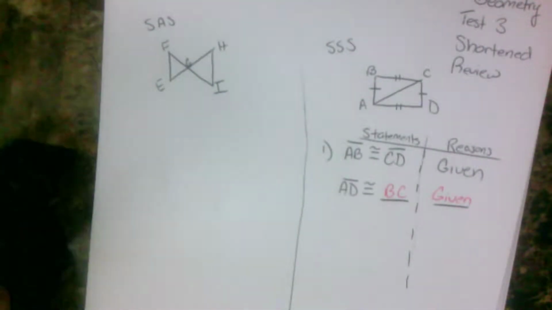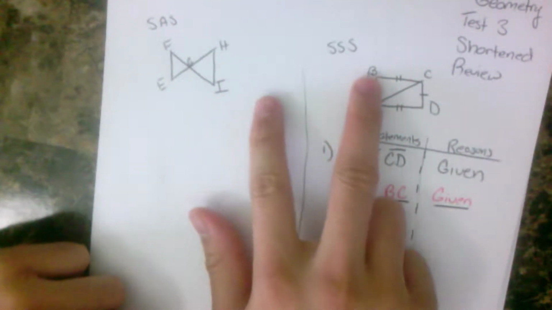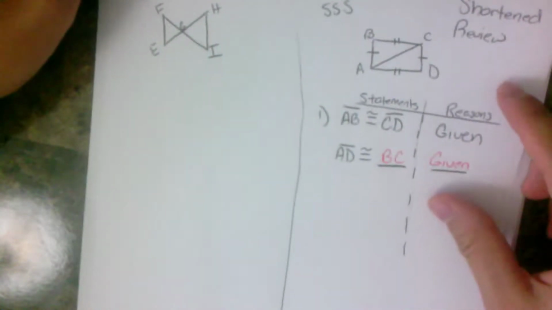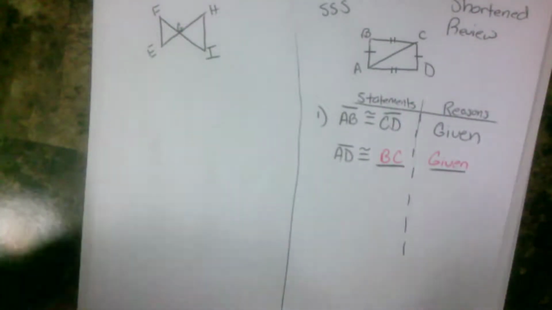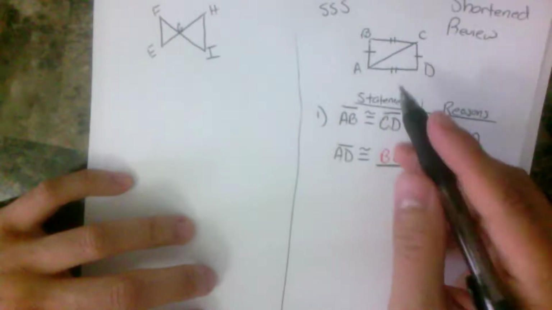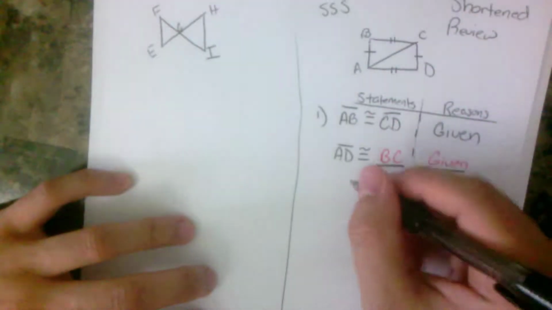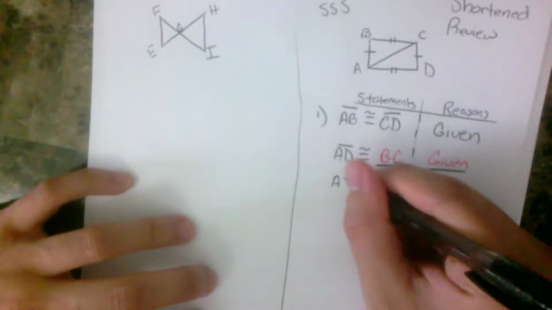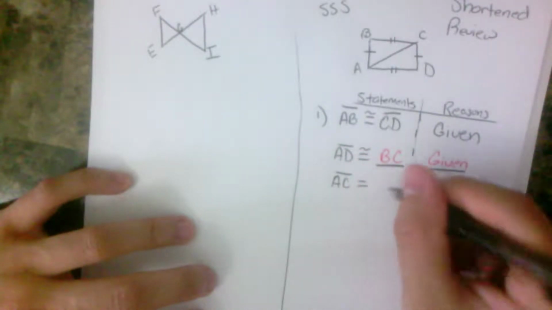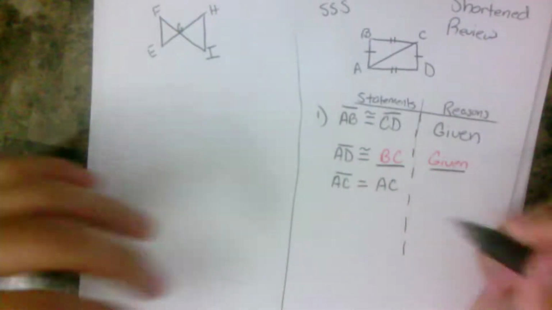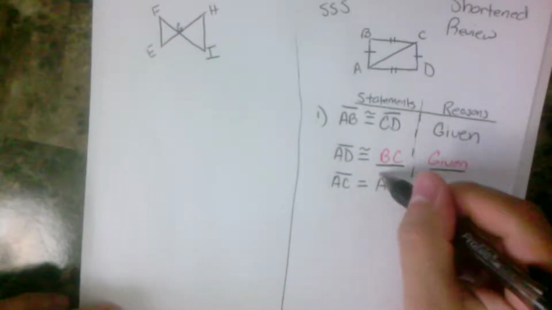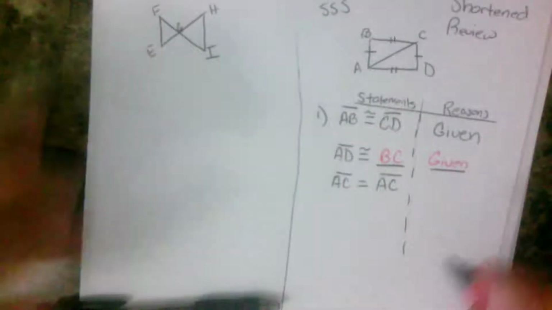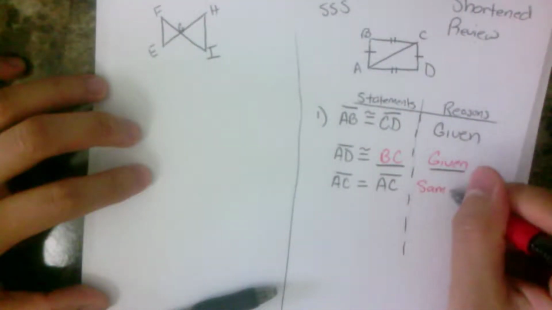Now that you've stated your two givens in both of these proofs, you're going to be given two different givens, and after you've labeled your givens, here's the third part. You're going to get a third part, and it's going to say that AC is the same. So line AC is the same as itself. And you would say, same line.